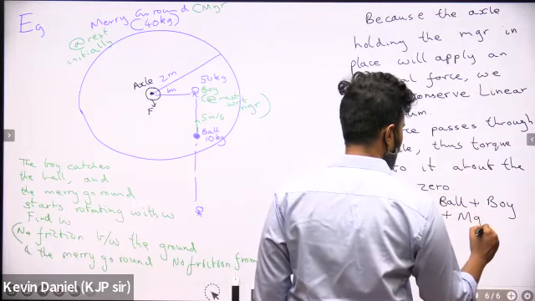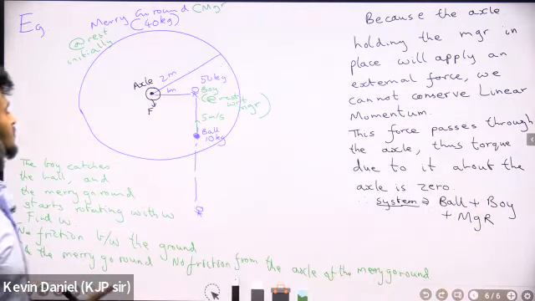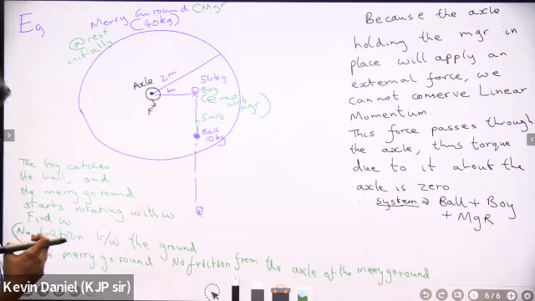So we're taking the ball plus the boy plus the merry-go-round because वरना सबके बीच में कुछ तो internal force है. We don't want to work with that. Ball और boy के बीच में internal force रहेगा. When the boy is catching the ball, boy और platform के बीच में एक friction होगा. Right? That's how the boy does not slide on the platform. So we don't want to worry about those things.